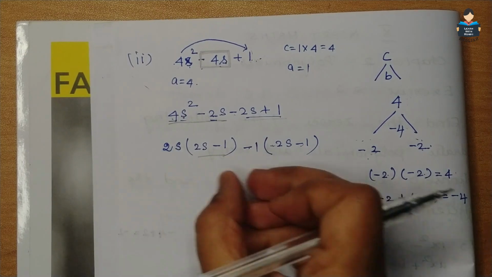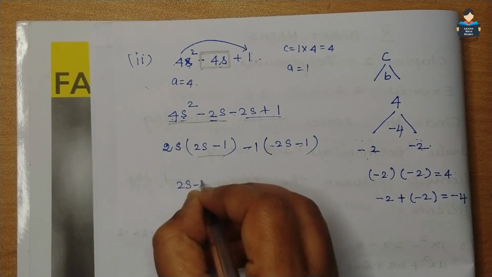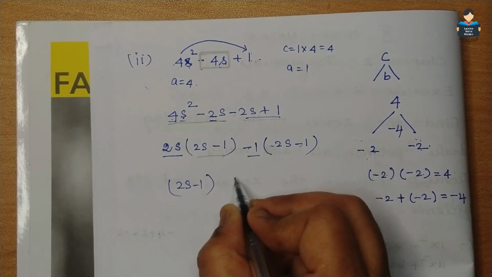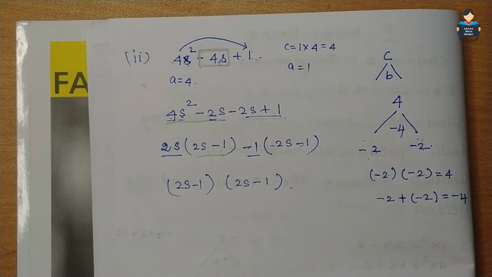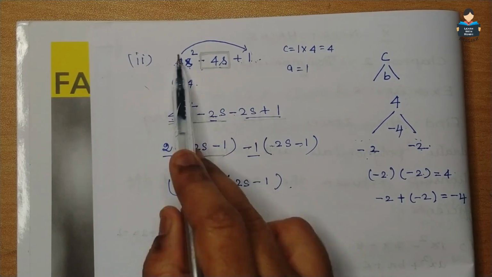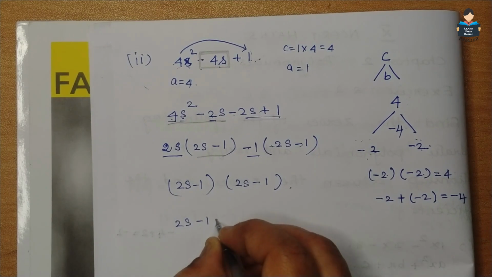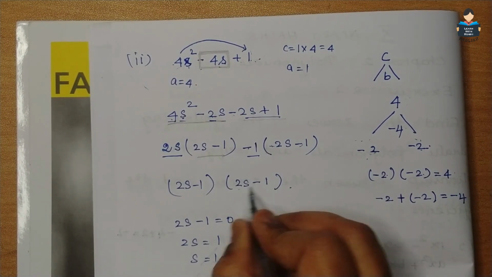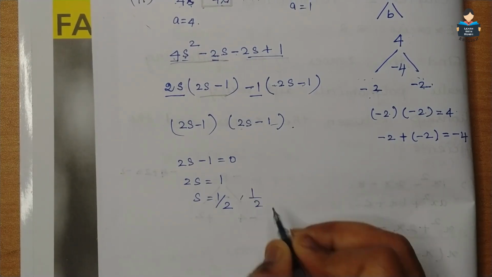Now, in the next step, I am going to take 2s minus 1 as common. So 2s minus 1, when I take it as common, remaining I will have 2s minus 1. So these are the factors for this quadratic polynomial. So 2s minus 1 is equal to 0, and 2s is equal to 1, and s is equal to 1 by 2. Similarly for this also. So our zeros are 1 by 2, 1 by 2.